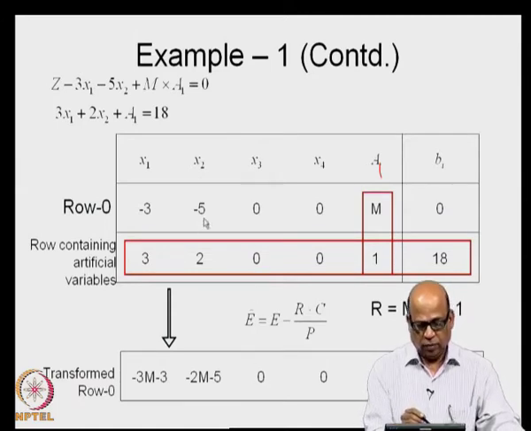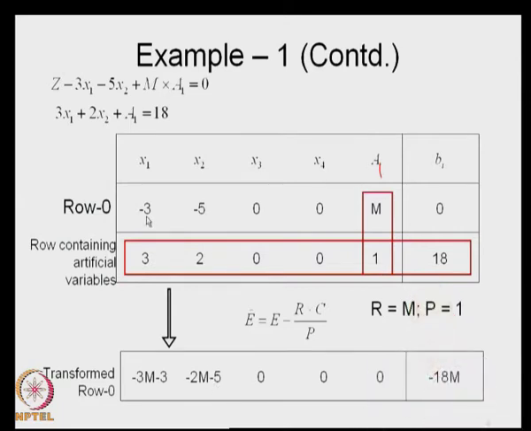Let us say we transform this minus 5: minus 5 minus 2 m by 1, so minus 2 m minus 5. Let us say I want to transform this minus 3: minus 3 minus m into 3 divided by 1, that is R into C by P. R is the element in the row of that particular element, which is m. C is the element in the column of that particular element, which is 3. P is 1, which is the pivotal element. So, this is how you transform the z row: minus 3 m minus 3, minus 2 m minus 5, 0, 0, 0, minus 18 m.